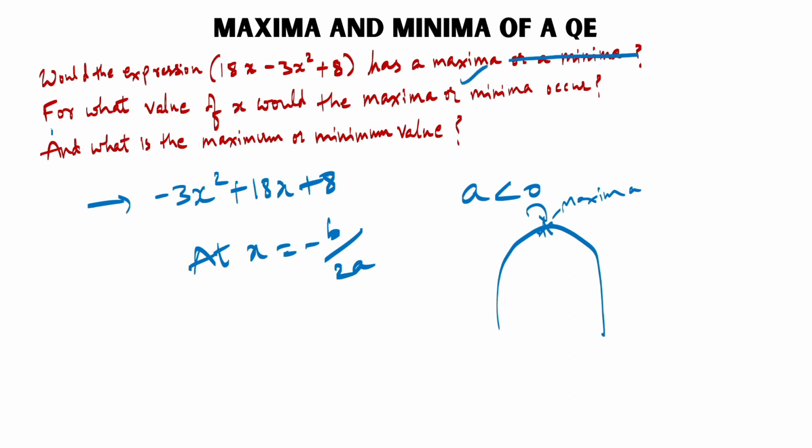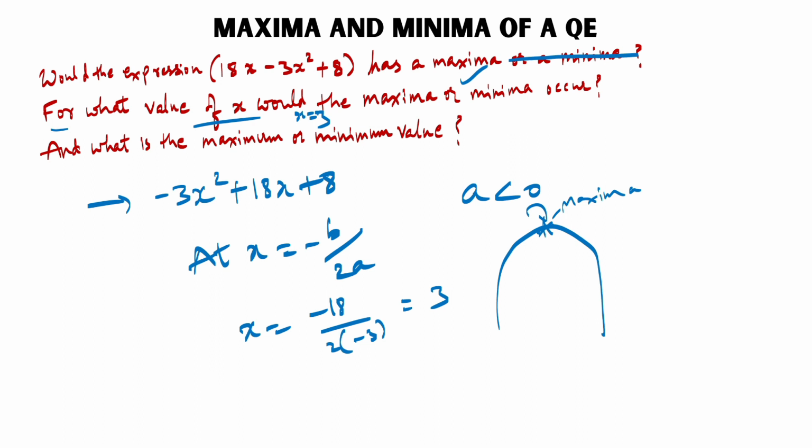Let's move on to the second one. For what value of x? So let's calculate x. x is equal to minus b by 2a. What is minus b? Minus 18, divided by 2 into a, which is minus 3. So this will be equal to 3. x is equal to 3. The second question has been answered.